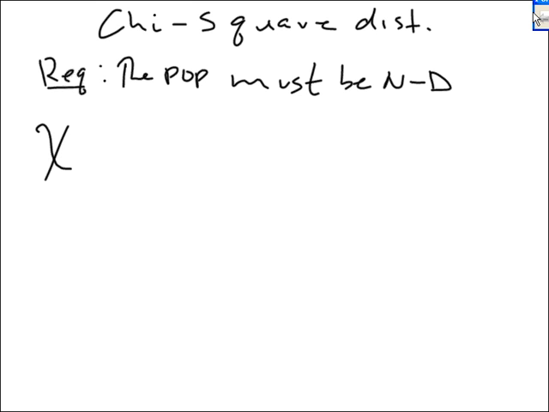And if you want to calculate chi-squared, and of course that's the symbol for chi-squared, it equals n minus 1 times s squared divided by sigma squared, where n is, like always, the sample size. S represents the standard deviation of the sample, and sigma is the standard deviation of the entire population.